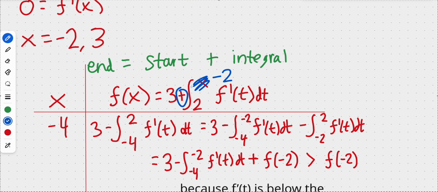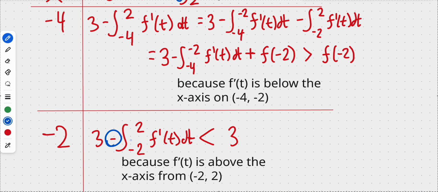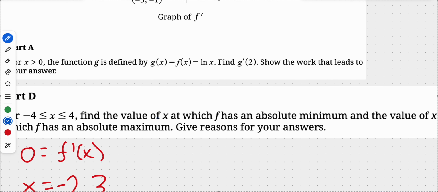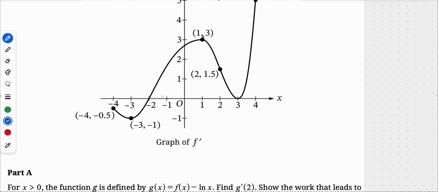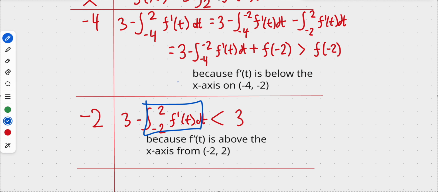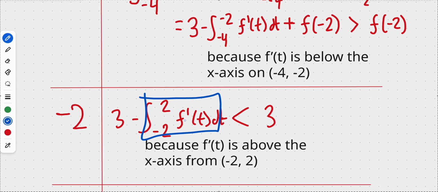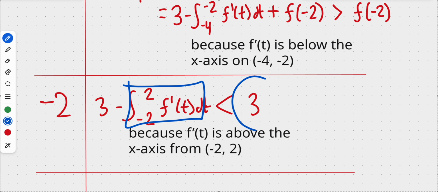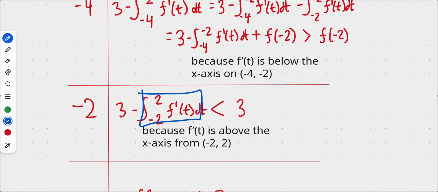So previously it was plus, right? Now we're going to make it minus. Cool. Okay, but let's think about what this integral would equal. So it's from -2 to 2. So it's all of this area, right? Well, this is a bunch of positive area. I mean, it's going to be a positive number. Cool. So 3 minus a positive number means it's going to be less than 3. Once again, provide a reason, a sentence, but that is the logic.